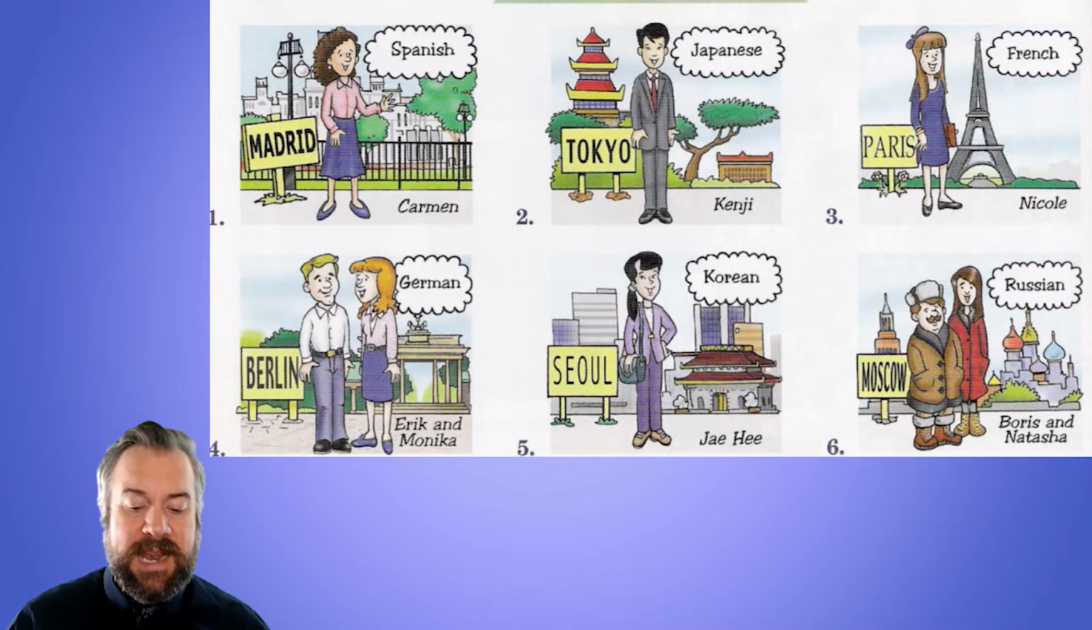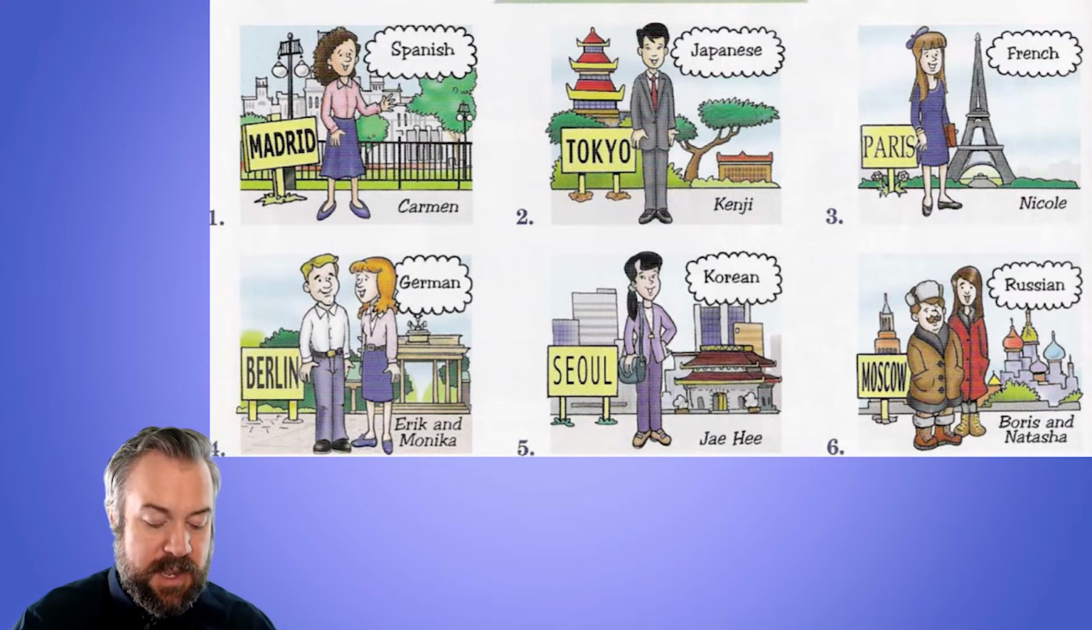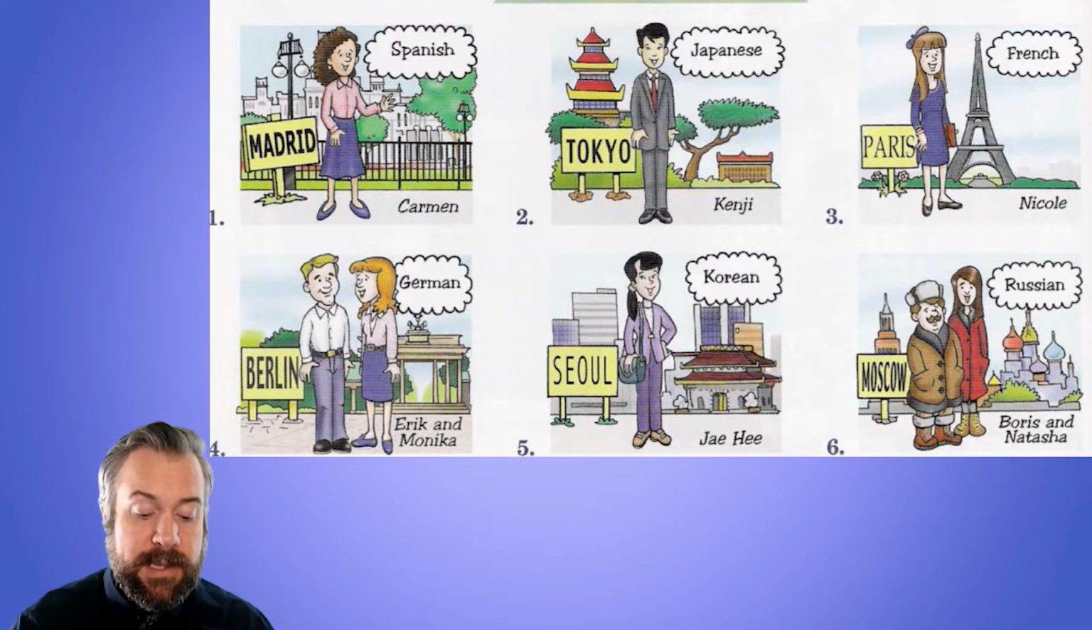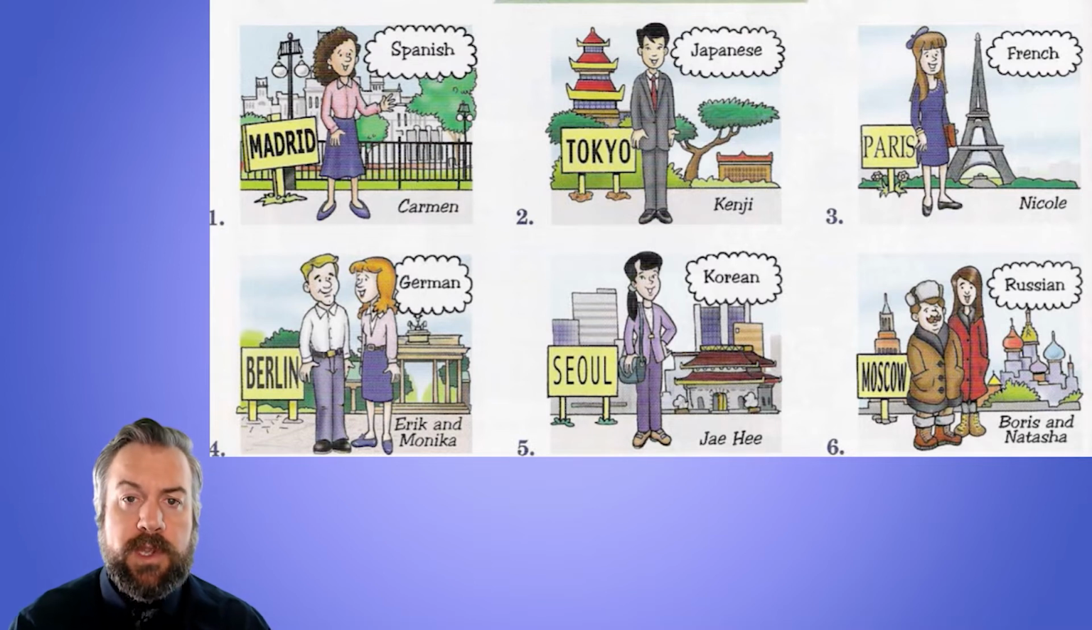Very good. Let's have a look at the answers. Number 2. What's your name? My name is Kenji. Where do you live? I live in Tokyo. What language do you speak? I speak Japanese. What do you do every day? I eat Japanese food. I sing Japanese songs. And I watch Japanese TV shows.